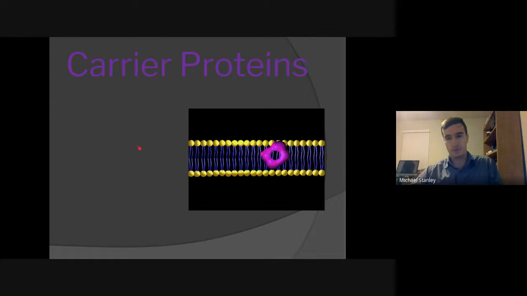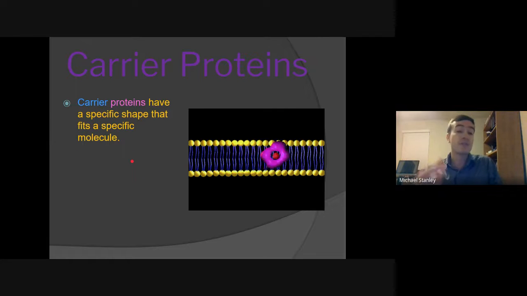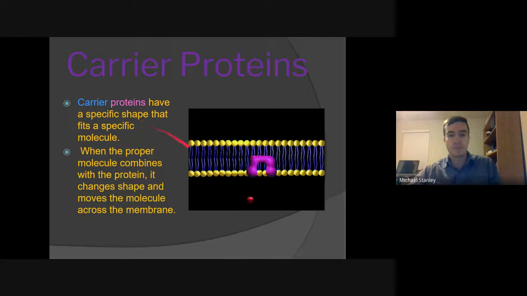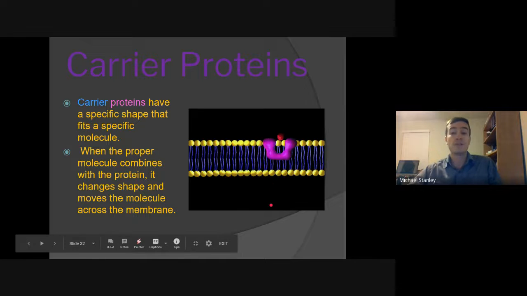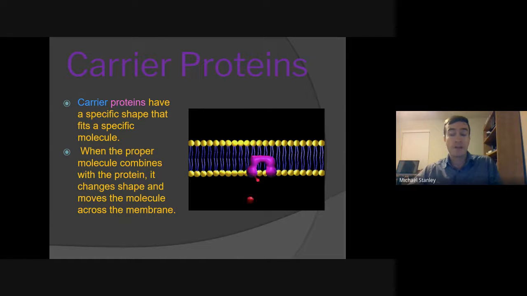Carrier proteins, instead of being a little opening, are specific for certain molecules. So not just anything can get into a carrier protein. It has to be this certain molecule. And whenever that molecule binds, it causes the carrier to move to the other side of the membrane and release it.